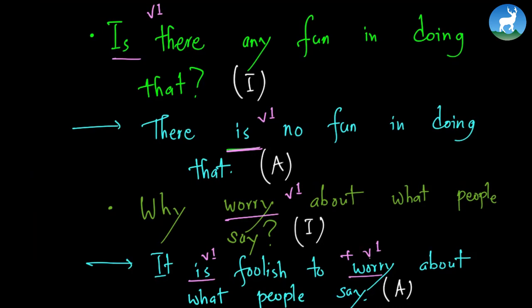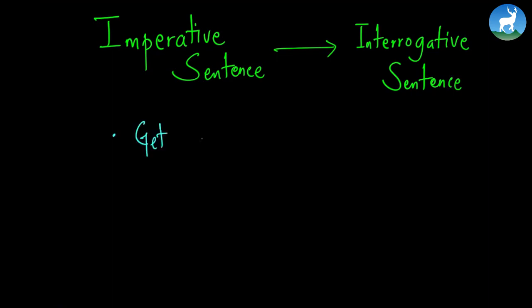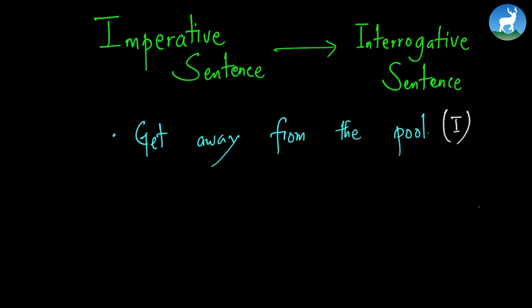Moving on, we will now learn how to change imperative sentences into interrogative sentences. For example, get away from the pool. This is an imperative sentence. Someone is commanding, shouting at you. I'm going to write I for imperative. How can you change this imperative sentence into an interrogative one?